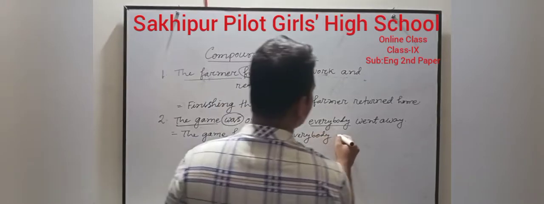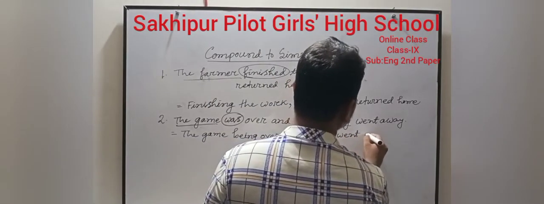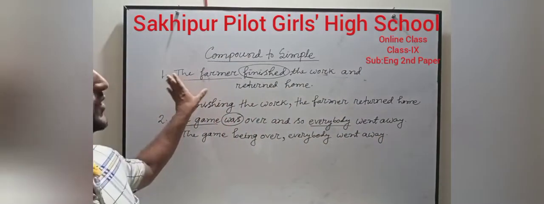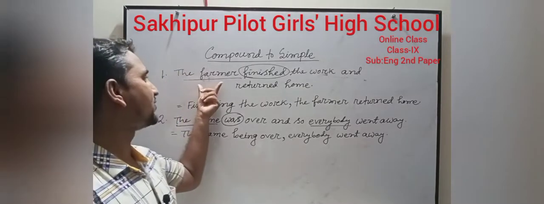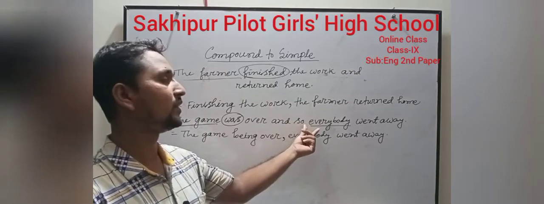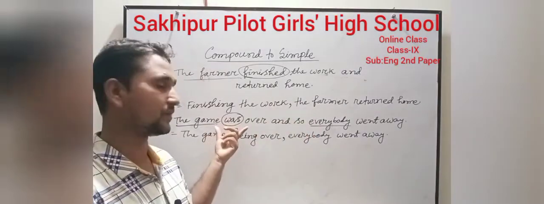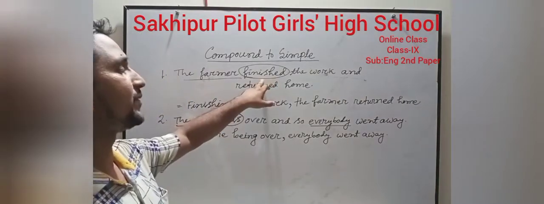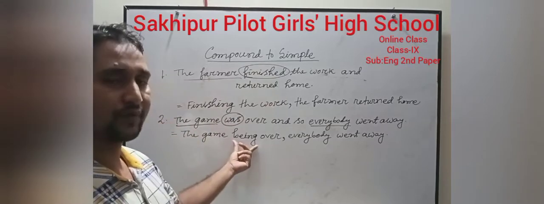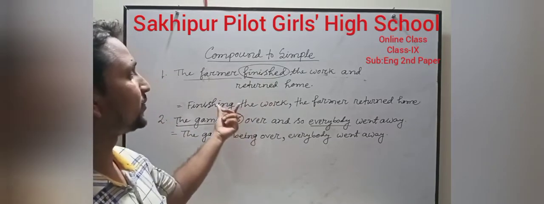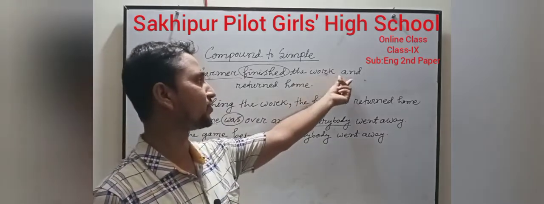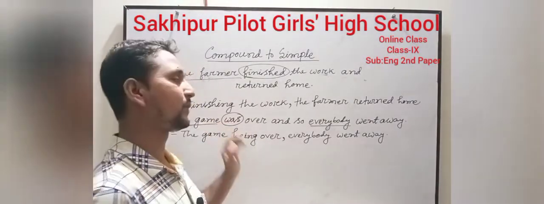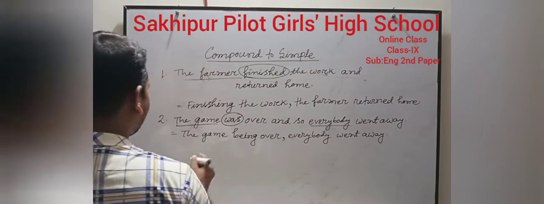Everybody went away. What is the difference between the two examples? You can see here is only one subject, and there are two subjects between the two clauses. If we want to change it to simple, the verb of the first clause will be changed into a participle. Then you have to use a comma instead of the conjunction and so. Now, are you clear about these rules? Okay, come to another rule, rule 3.